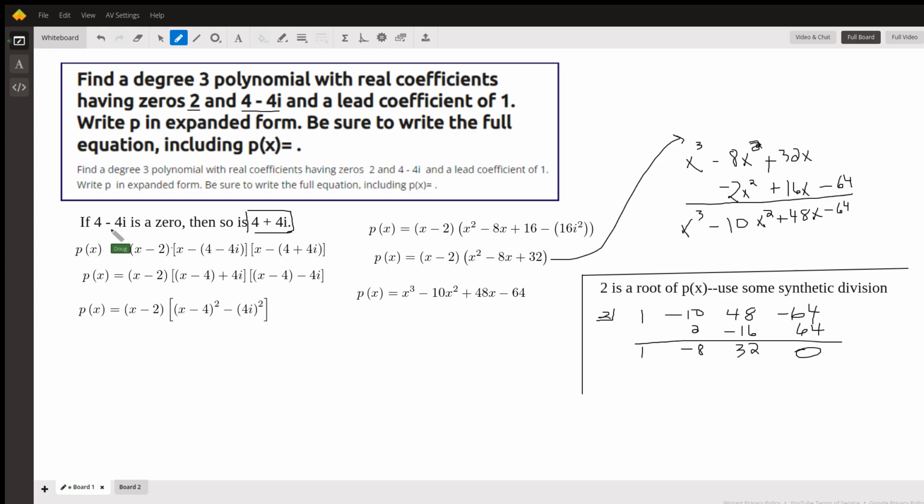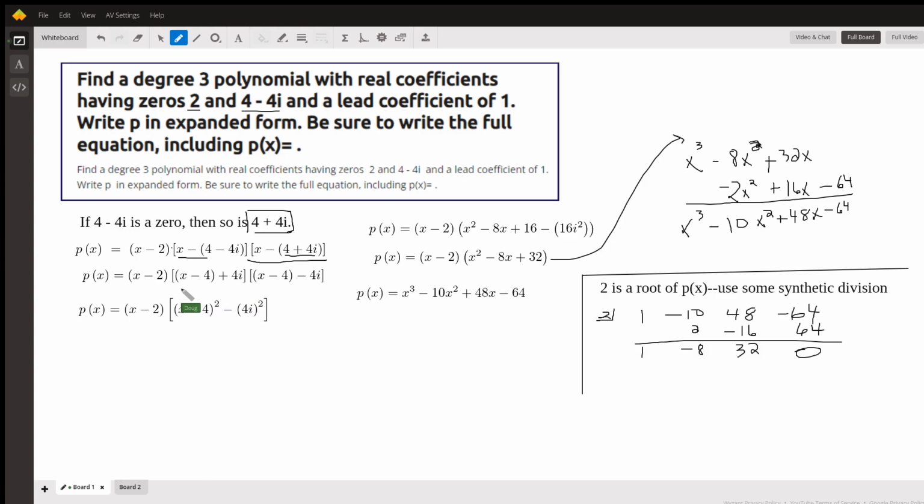If 4 minus 4i is a zero, then x minus the quantity 4 minus 4i is a factor, and so is x minus the quantity 4 plus 4i. We want to multiply all this stuff together. The easiest way to do that, as far as these two binomials, is to rewrite this by removing the parentheses and then grouping the x minus 4s.